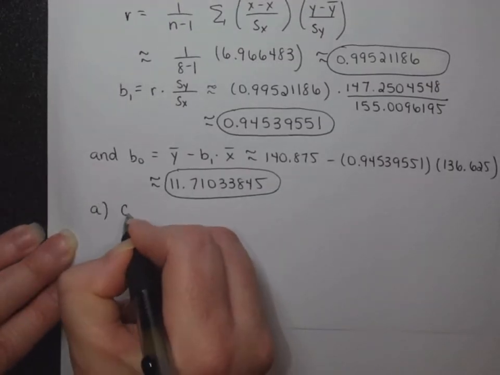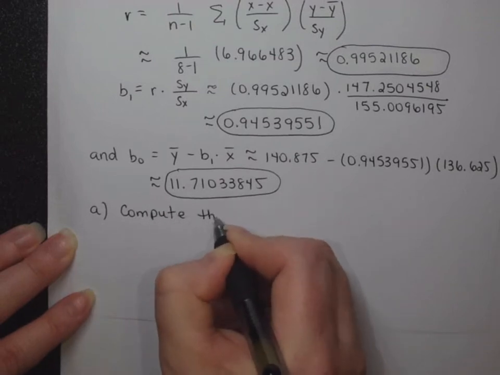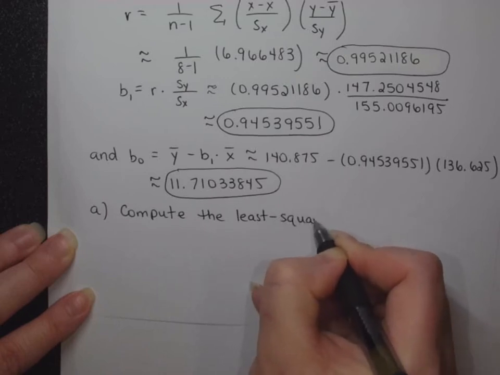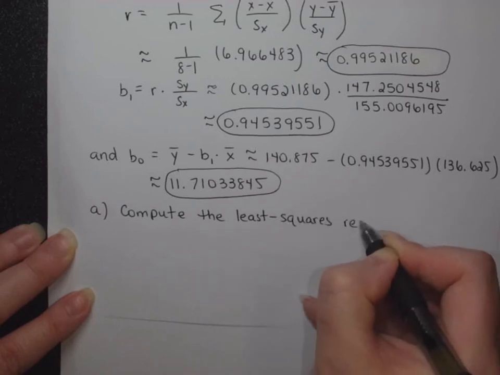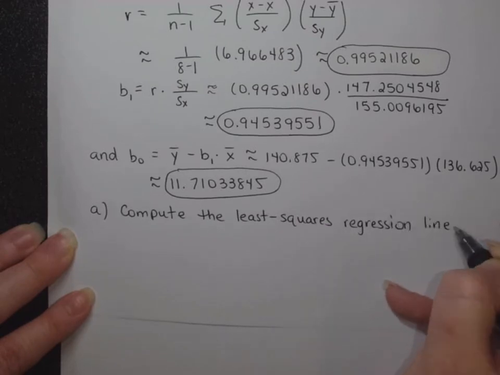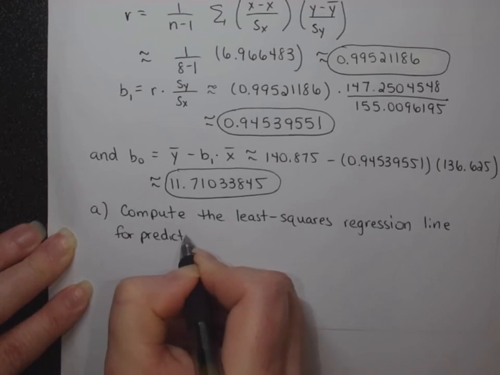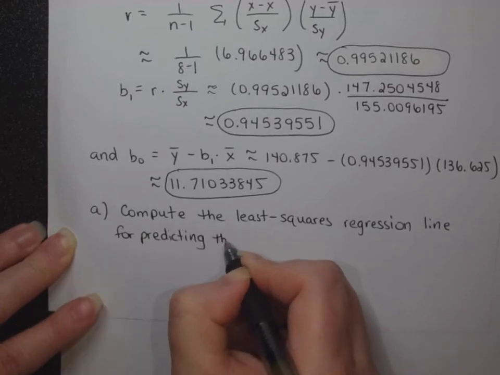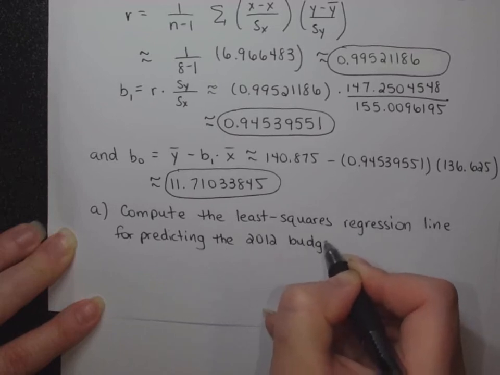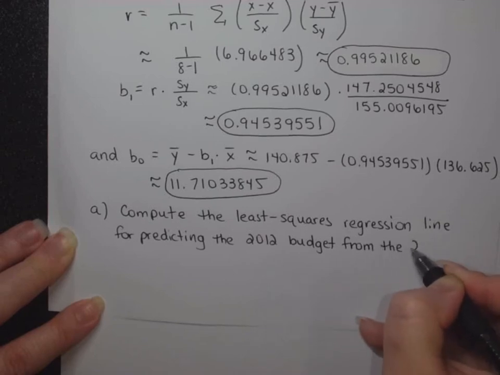All right, so I did a lot of that work. So now let's see if I can answer some questions. So compute the least squares regression line, which I already pretty much did. I just need to write it out. So compute the least squares regression line for predicting the 2012 budget from the 2006 budget.